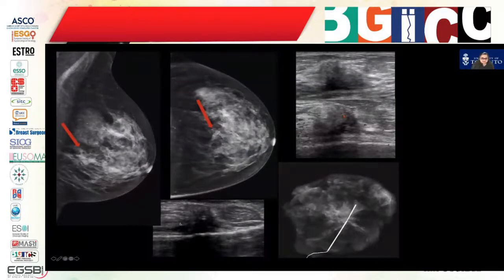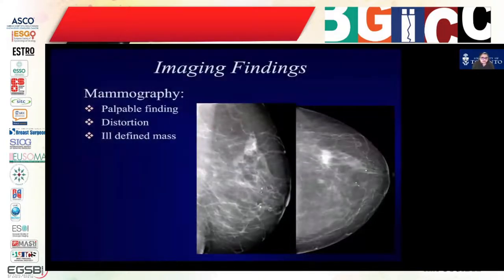And here is the cancer after it's been removed from the body, and this is the specimen radiograph. So this is another invasive lobular carcinoma. It may present as an ill-defined mass, such as here in the upper outer quadrant. Some people may describe this as distortion associated with a focal asymmetry, but very indistinct, not a classic mass that you may see.